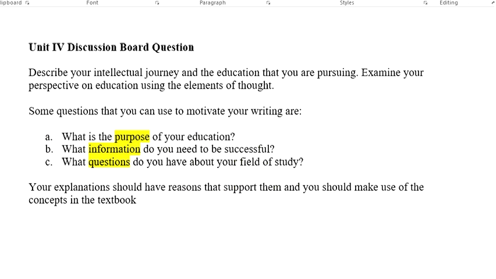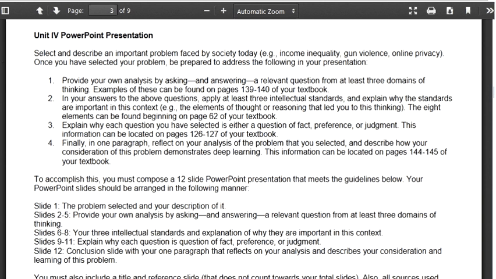And then finally, the Unit 4 PowerPoint presentation. So again, what I want to emphasize here is that you need to engage the textbook, that you have read the sections that are relevant here. The analysis part, the pages that you need to look at there are pages 139 and 140 for the analysis part. So make sure that you have engaged those pages.